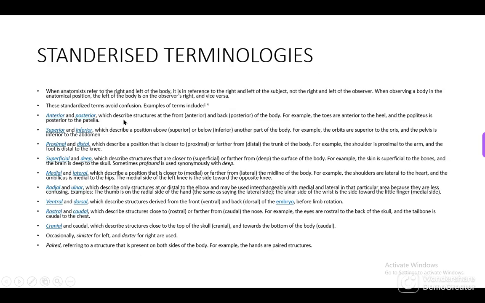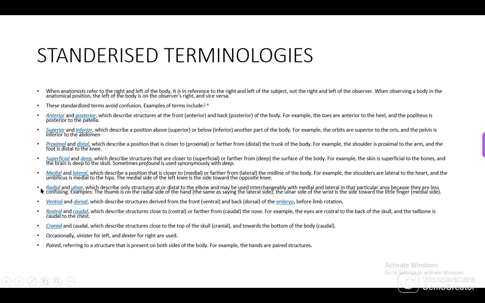Standardized terminologies were described previously also. What is anterior and posterior? What is superior and inferior? What is proximal and distal? What is superficial and deep? Interrelated terminologies: what is medial and lateral? The central line of the body: if something is near to it, it is medial; if it is outside, it is lateral.